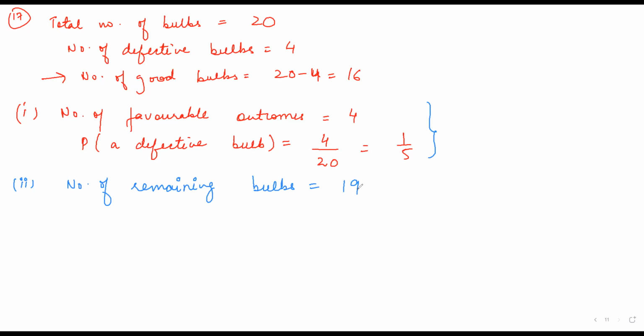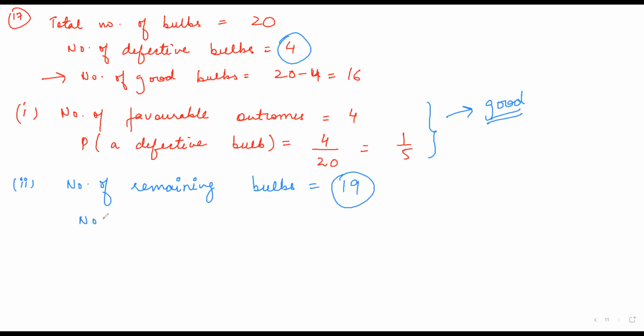Now one bulb is drawn at random from the rest. See, it is written here also. Now one bulb is drawn at random from the rest. So that means the remaining bulbs, correct? What is the probability that this bulb is not defective? So that means in case one, the bulb came out to be a good bulb, right? So the four defective bulbs are still there in this 19. Yeah, so the 19 remaining bulbs contain the four defective bulbs, correct?